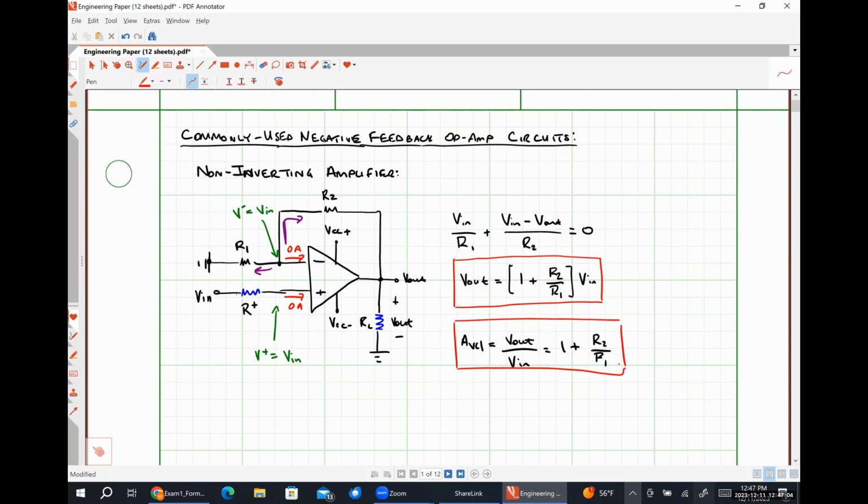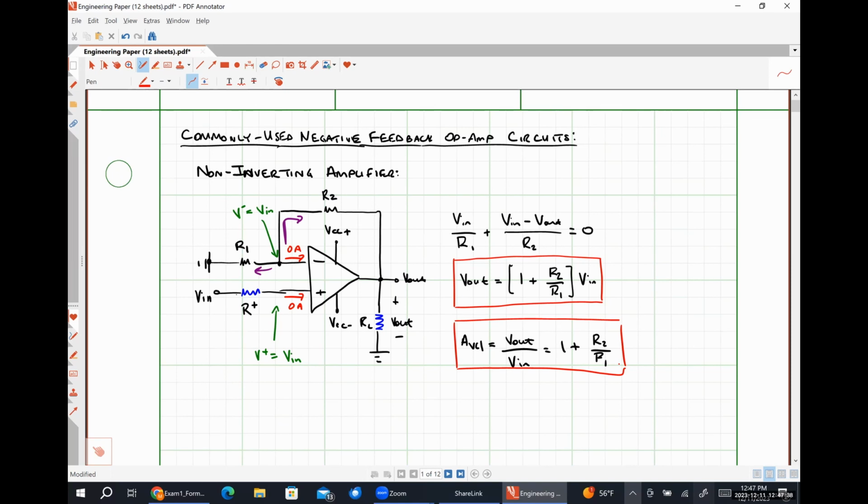There is a very special case of this circuit called a unity gain buffer. In a unity gain buffer, R2 is a wire and R1 is an open circuit. So in that case, the ratio of R2 over R1 literally is just 0. And so we just effectively tie a wire from this node to this node. So why would we want an amplifier with a gain of exactly 1?